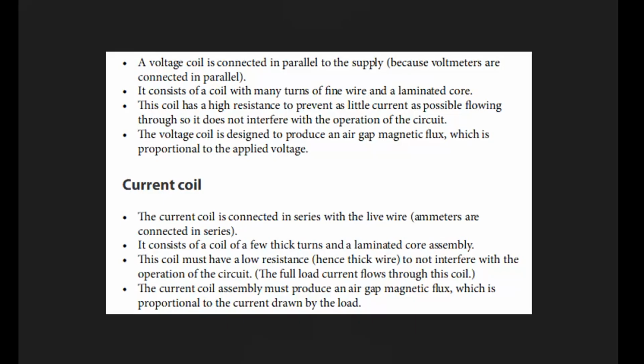The current coil, however, is connected in series with the live wires. Ammeters are also connected in series. It consists of a coil of a few thick turns and a laminated core assembly. This coil must have a low resistance to not interfere with the operation of the circuit. The full load current flows through the coil. The current coil assembly must produce an air gap magnetic flux, which is proportional to the current drawn by the load.